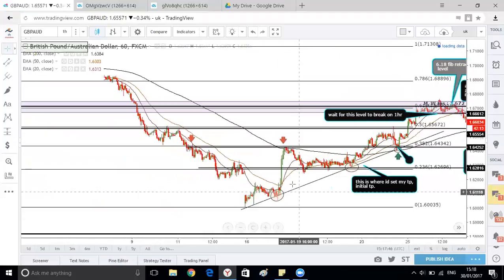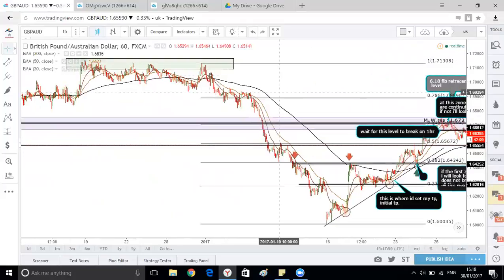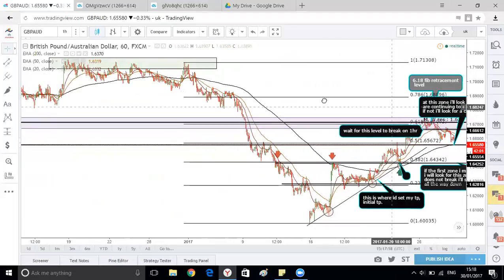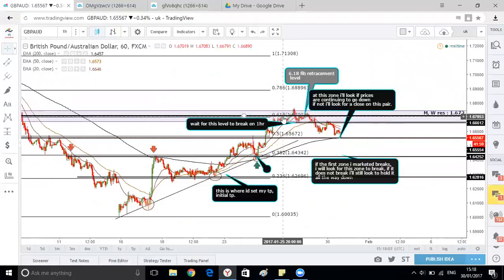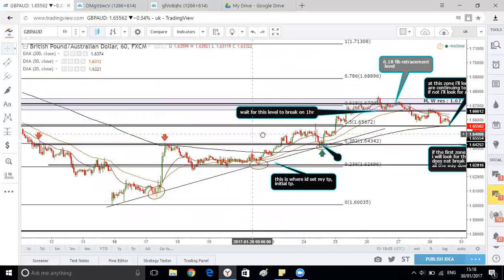Okay, so I drew my Fibonacci retracement level from the highest point, you can see right here, to the lowest, which is here. And now you spot your 6.18 fib. You can see it's here right now. But this is where prices are now. This is where we entered for a long.